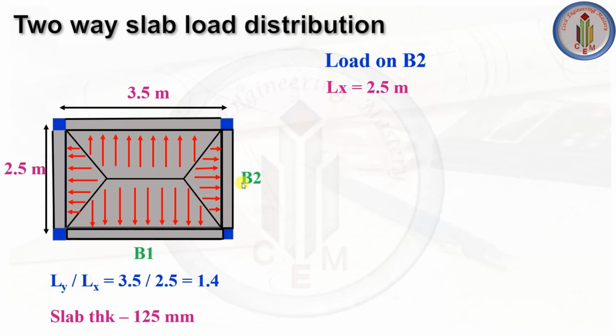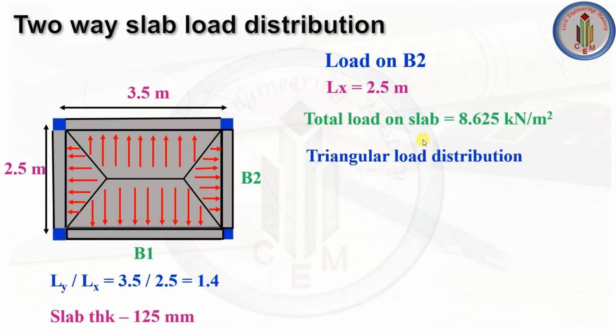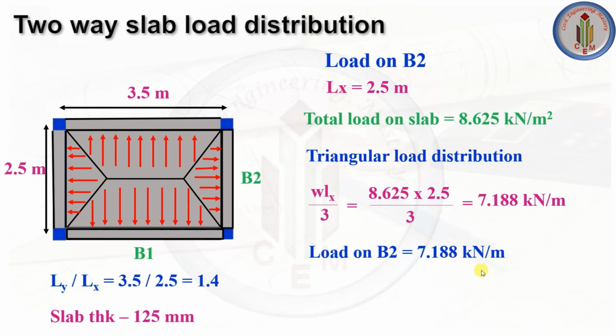Next, let's calculate the load on B2. Total load on slab, we know we need to consider the triangular load distribution over here. To calculate this triangular load distribution, the formula is WLx upon 3. Here the total load of the slab is W and Lx is 2.5 meter, upon 3. So if we calculate this, we get 7.188 kilonewton per meter. So this is the load on B2.